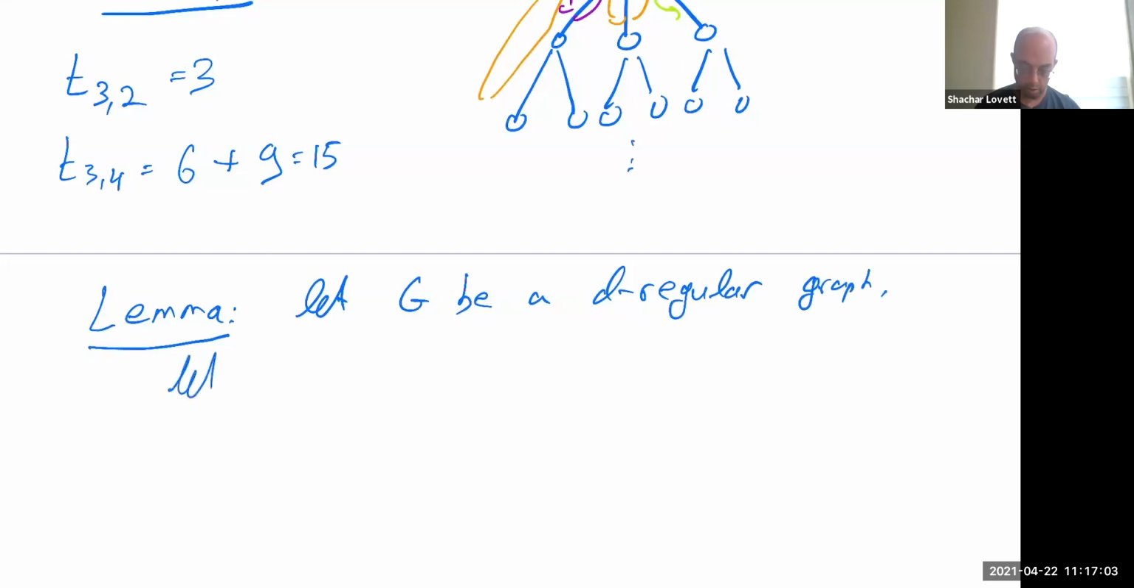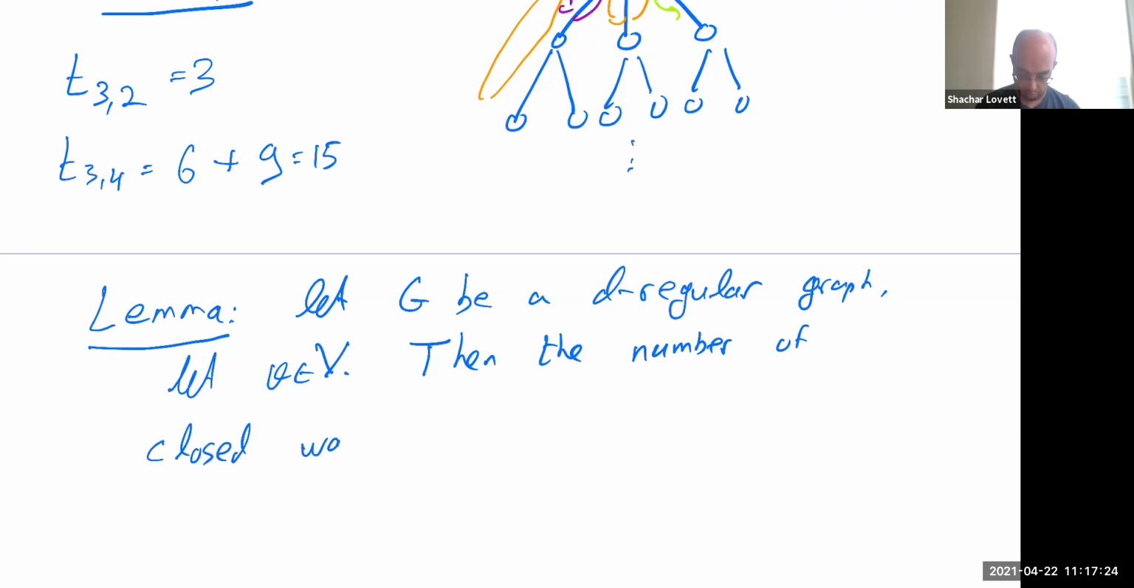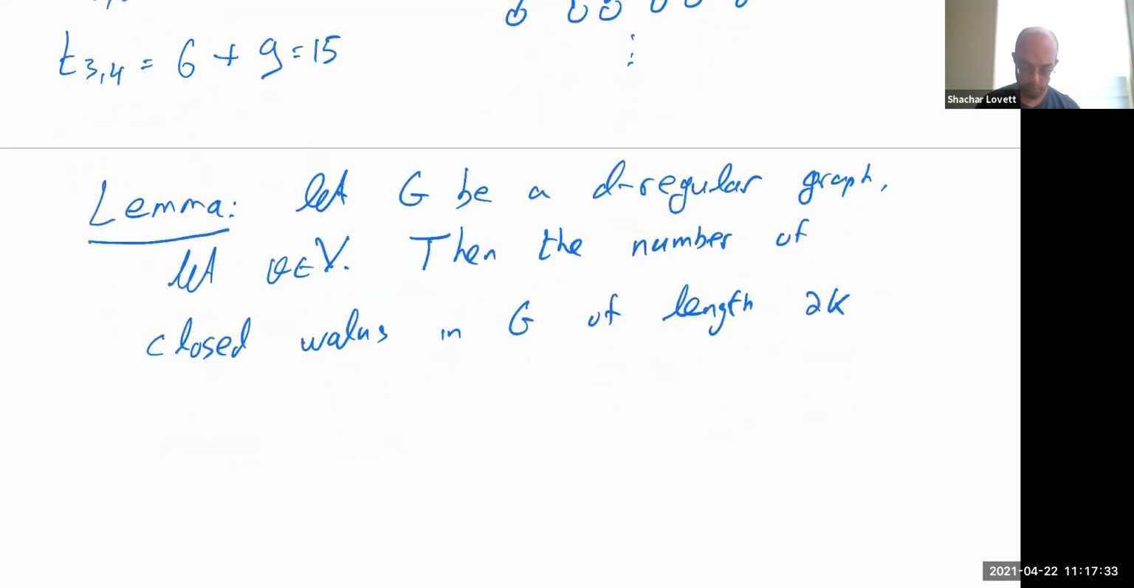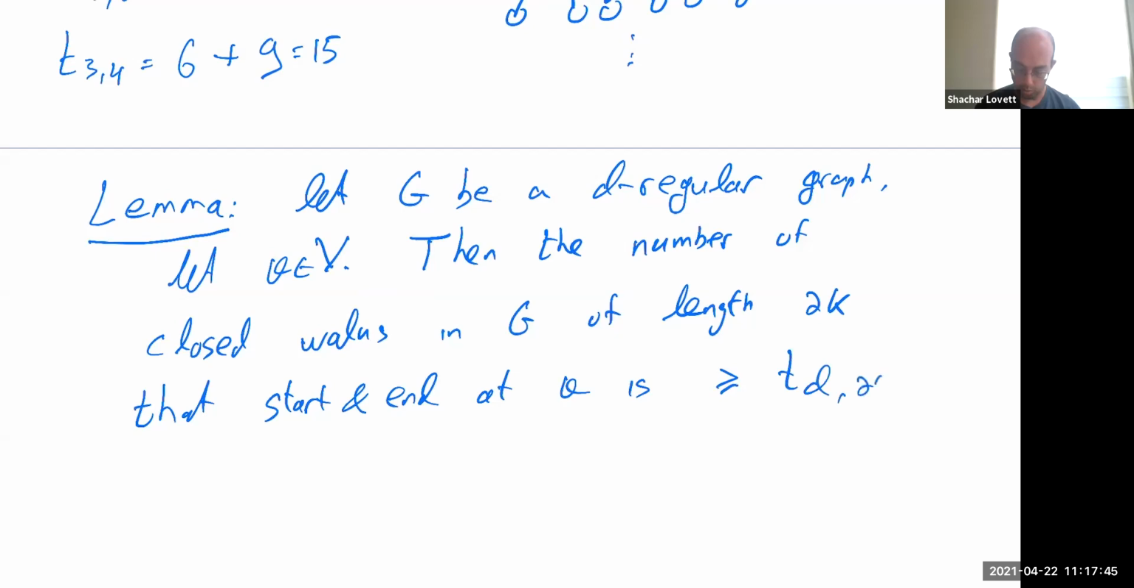And let V be some node of this tree. Then the number of cycles, or let's call them closed walks, to use the same terminology. The number of closed walks in G of length 2k that start and end at V is at least T_D 2k.